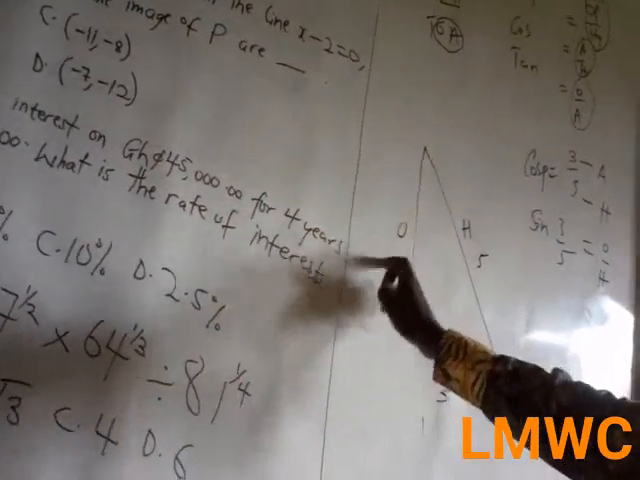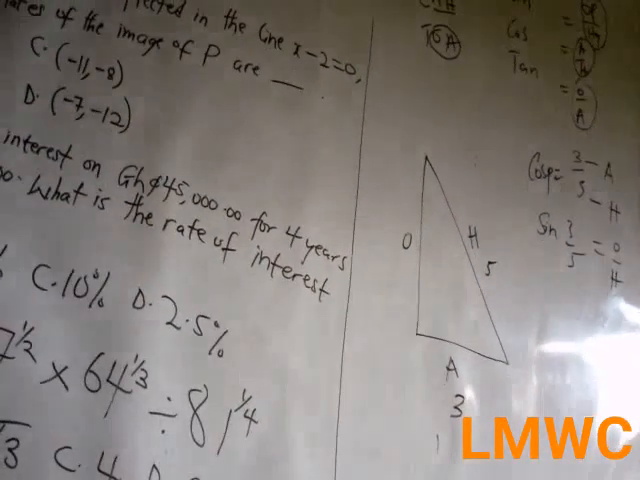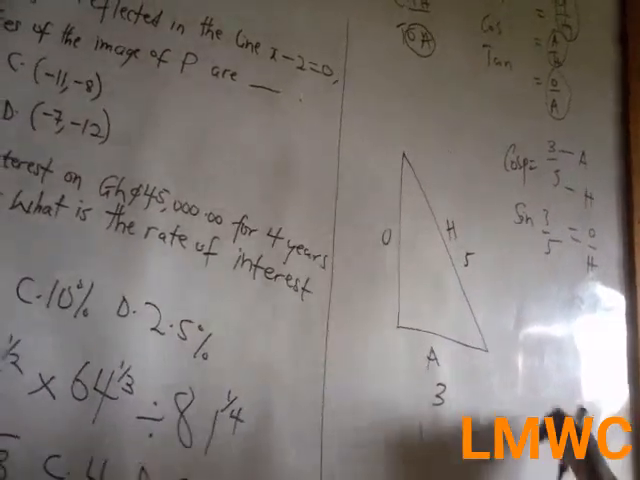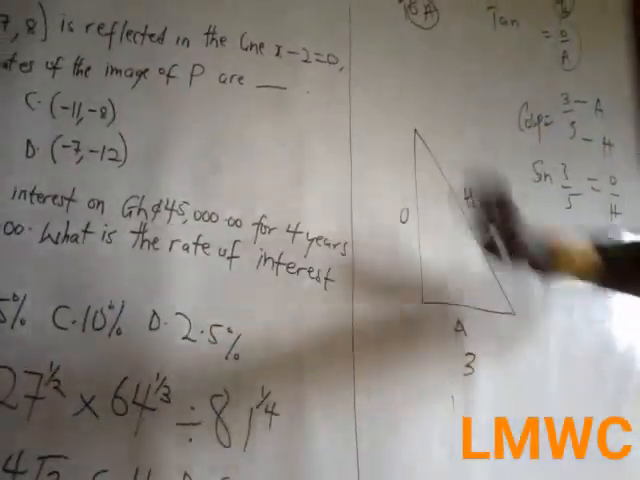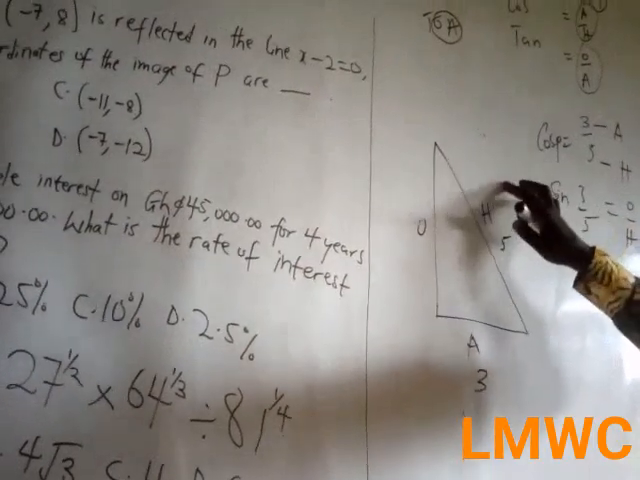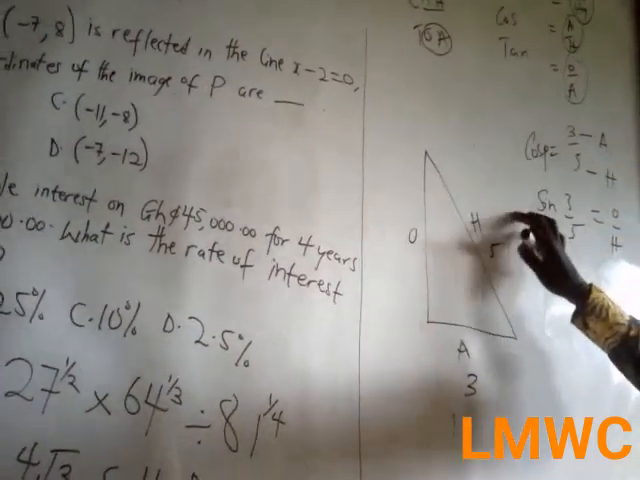Now we work out for this portion. We are working out for this portion, you use Pythagoras theorem. And for Pythagoras theorem, the sum of the squares of both sides is equal to the square of the longest side.